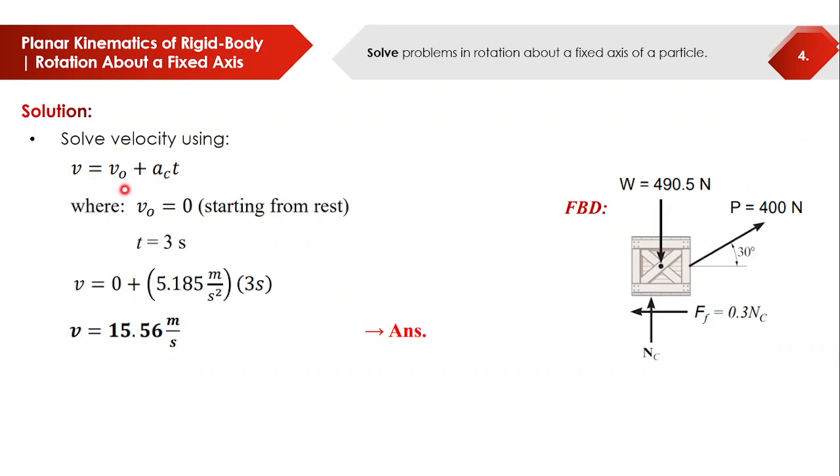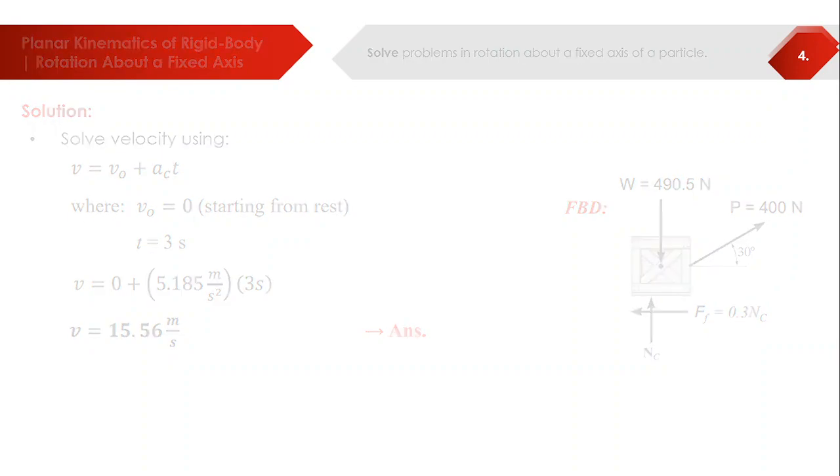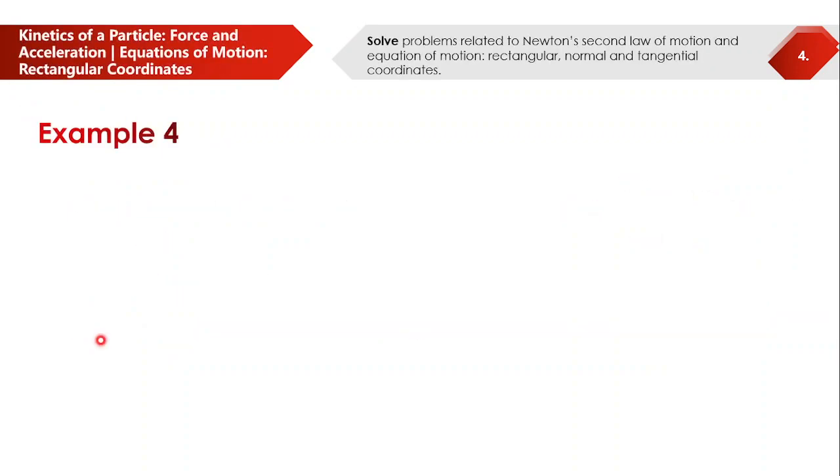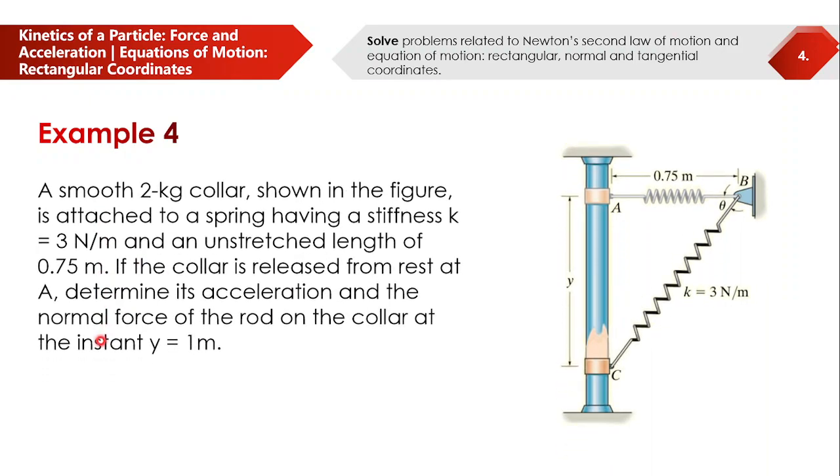Now v equals v sub o plus a sub c times t. Then substitute the values, solve the operation, and you can have your final answer. So that's how you solve this kind of kinetics problem involving kinematics. So another example is this one. Example 4. The condition is that it now has a spring. So how do we solve this?